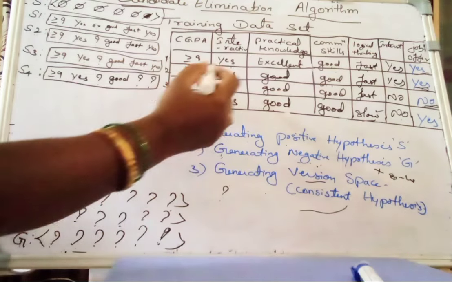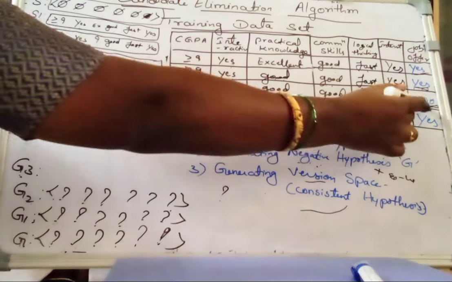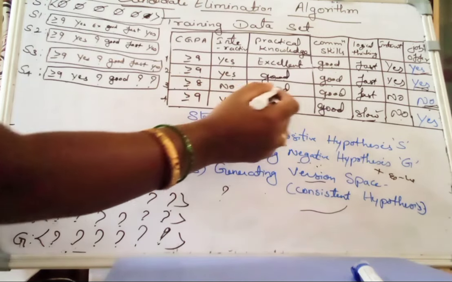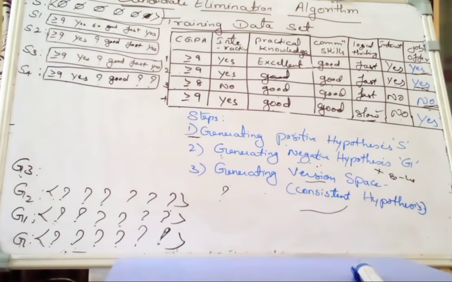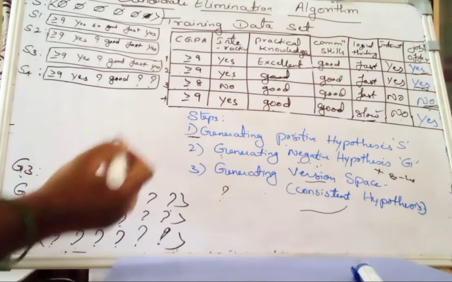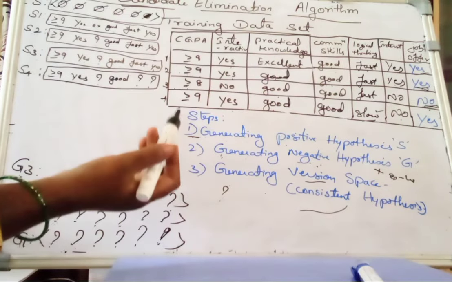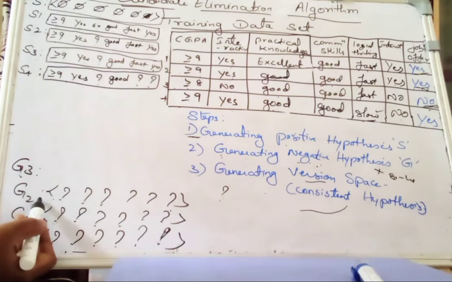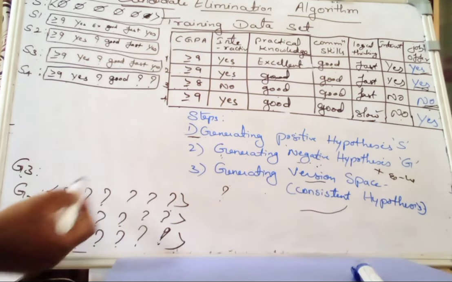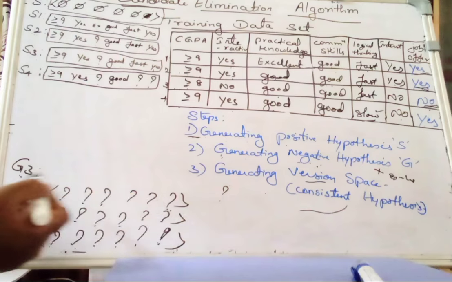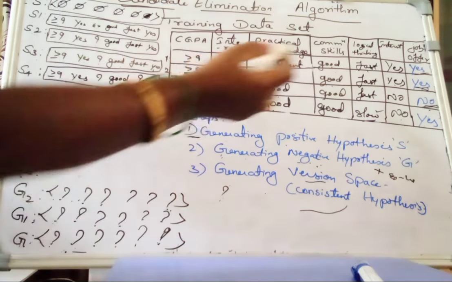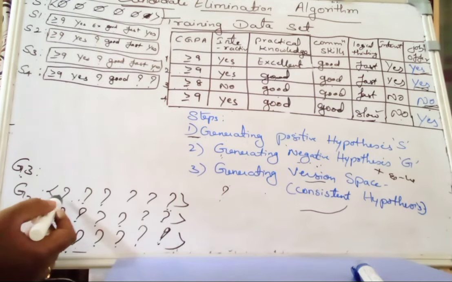If I see my G3, here the instance is no. Greater than or equal to 8, no, good, fast, no. And my job offer should be printed as no. The model has to predict no. So it is a negative instance. Whenever you have a negative instance, it should say no for that. But my general hypothesis G2, for any instance, will say yes. But now the model has to predict no.